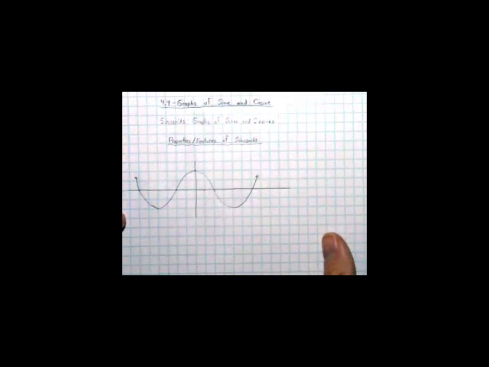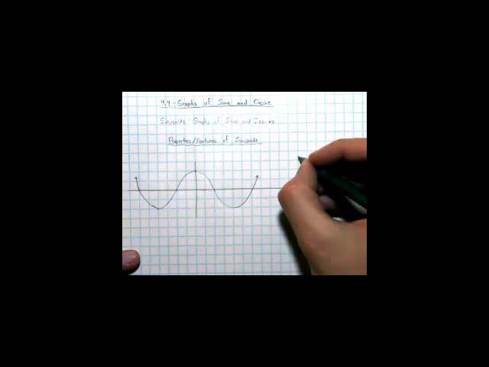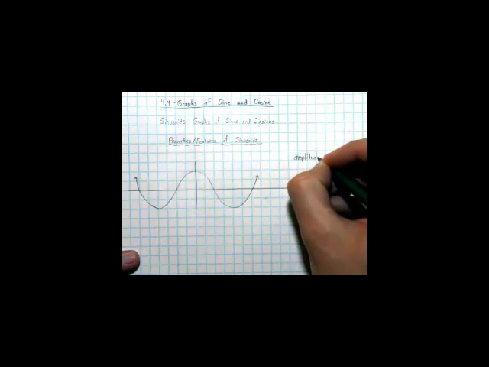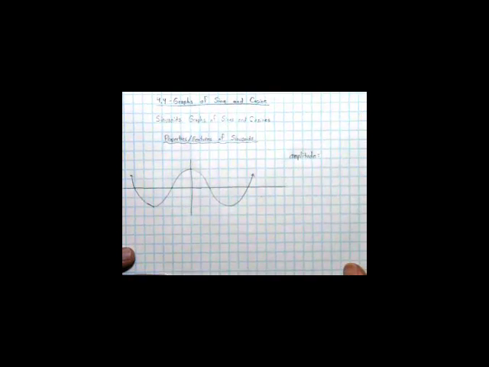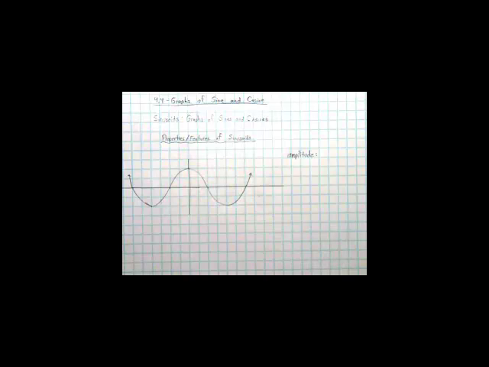Okay, so maybe it looks something kind of sort of like that. So the first thing we'll take a look at is amplitude. Okay, so the amplitude of a wave. Anybody remember what that refers to? Or where, on the graph, I can measure that?